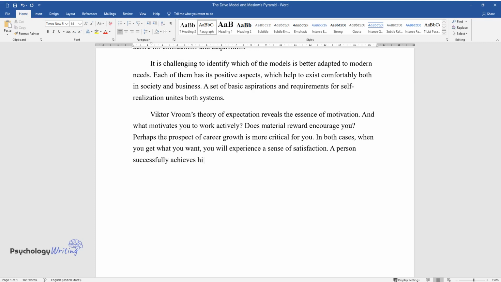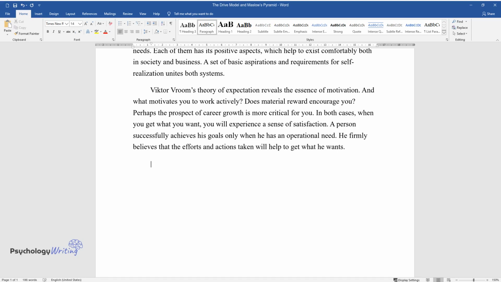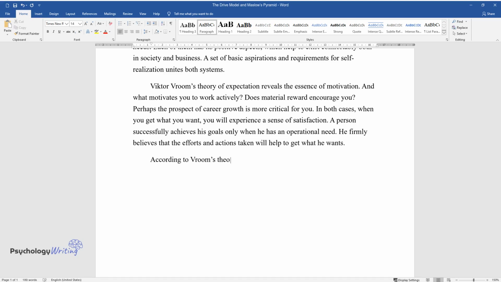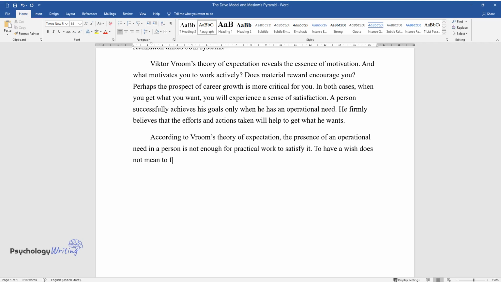A person successfully achieves his goals only when he has an operational need. He firmly believes that the efforts and actions taken will help to get what he wants. According to Vroom's theory of expectation, the presence of an operational need in a person is not enough for practical work to satisfy it. To have a wish does not mean to fulfill it.